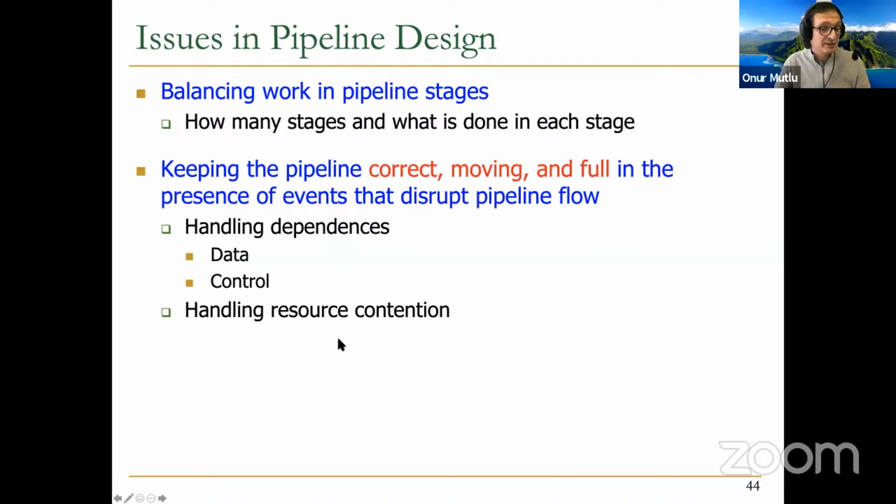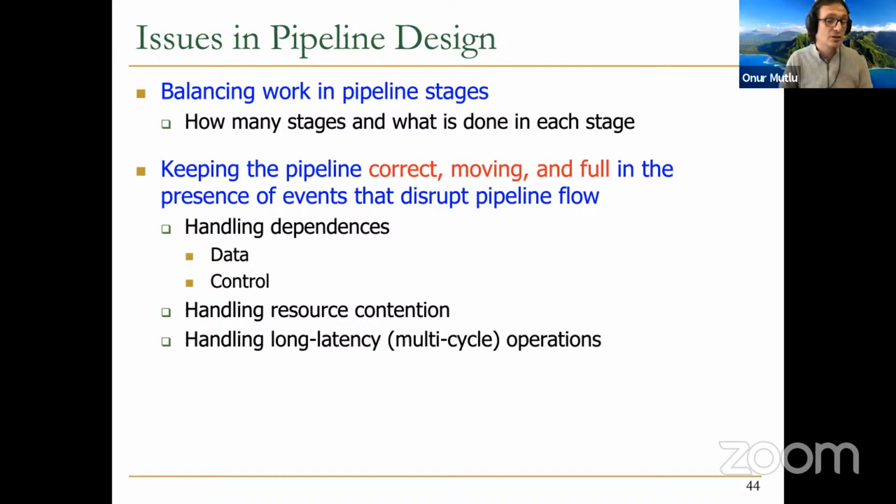Resource contention also affects the correctness, whether your pipeline is moving and whether your pipeline is kept full. And we're going to talk about that next. And also handling of long latency multi-cycle operations. So these three things affect whether or not you can keep the pipeline correct, moving, and full. Of course, correctness, you should really provide that correctness. But whether or not you can move the pipeline and keep it full depends on how you handle these things.